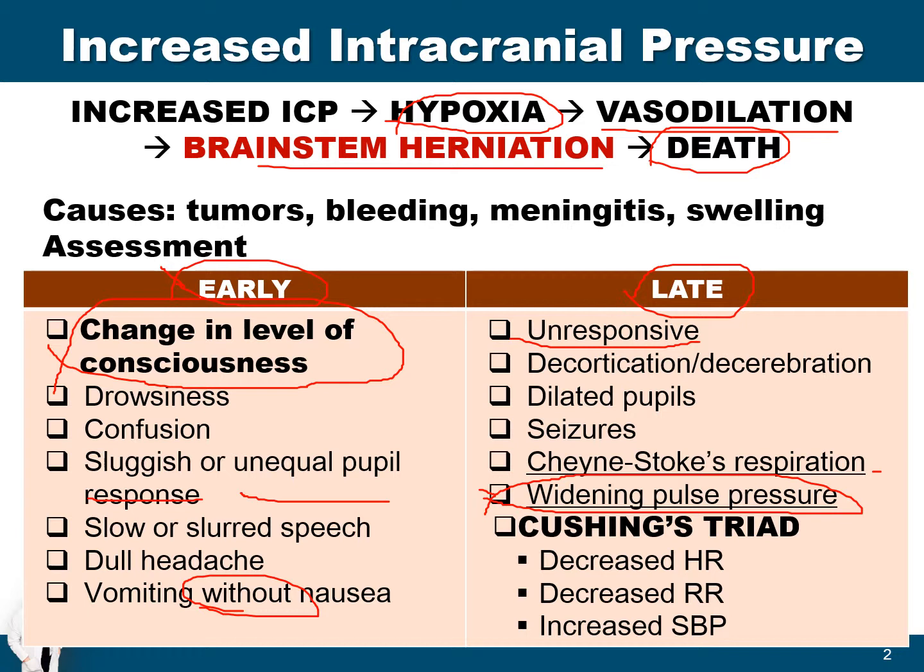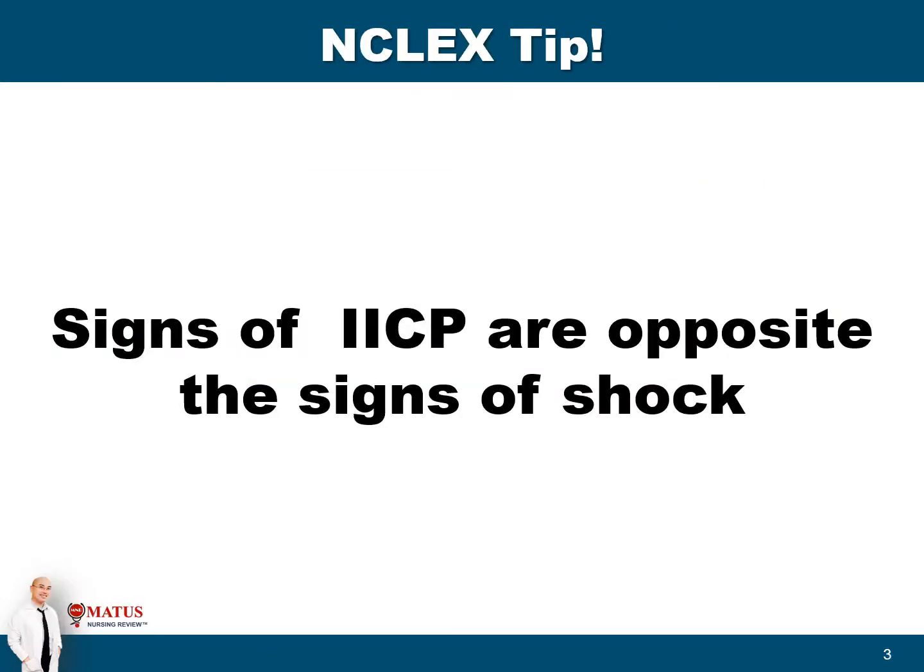Now, late signs of increased ICP also include Cushing's triad, which includes a decrease in the heart rate, decrease in the respiratory rate, and also an increase in the systolic blood pressure. So remember this Cushing's triad because you may find this also in the NCLEX. And what's really very important here is for you to know the differences between early and late increased intracranial pressure. NCLEX tip: signs of increased ICP are opposite the signs of shock.